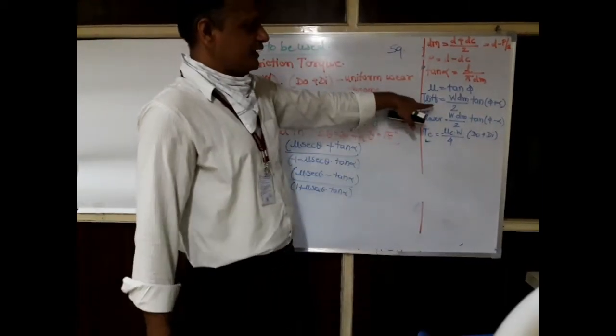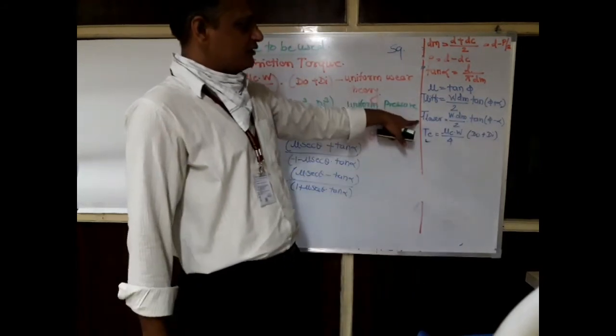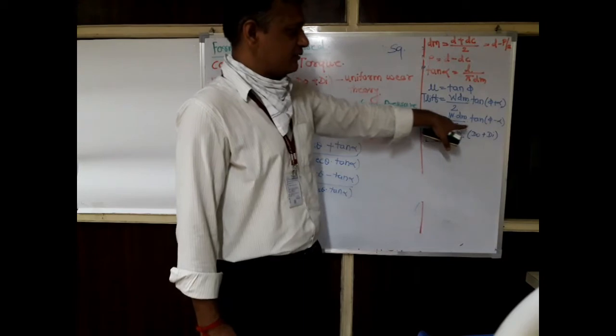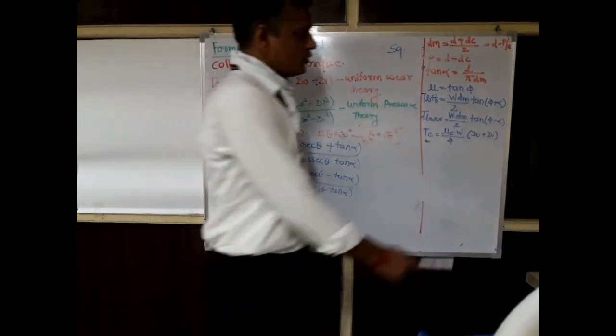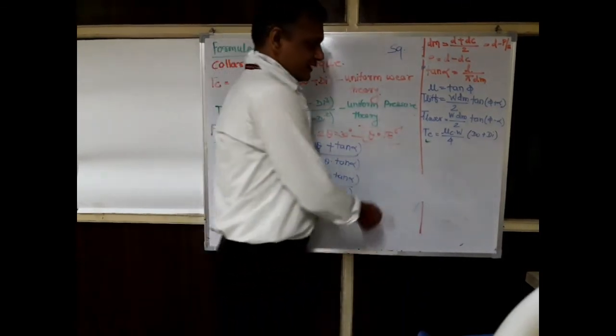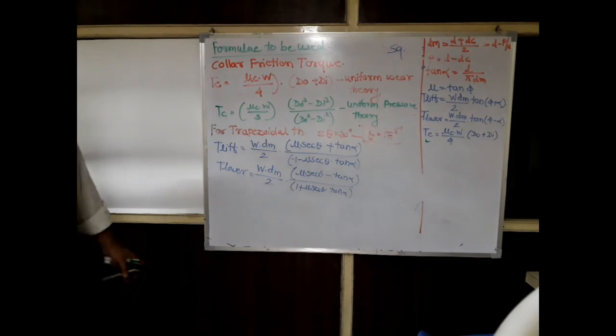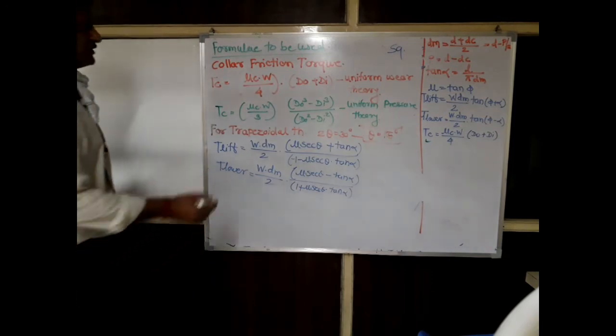Then T lift will be calculated as W into DM divided by 2 into tan of phi plus alpha. T lower will be evaluated as W into DM divided by 2 into tan of phi minus alpha. There is only a difference of plus and minus between lift and lower. Then collar friction torque. Now we'll see how to evaluate the collar friction torque. There are two methodologies to evaluate the collar friction torque.